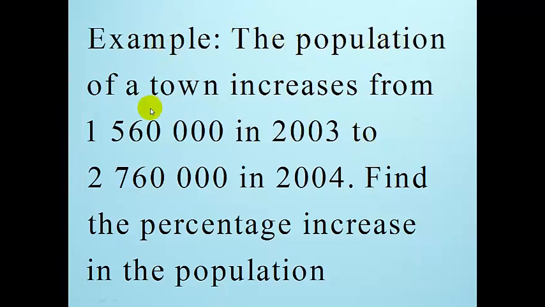Example, the population of a town increases from 1,560,000 in 2003 to 2,760,000 in 2004. Find the percentage increase in the population. Now, when you consider this question, you can see that there is an increase in population from 1,560,000 in 2003 to 2,760,000 in 2004. Now we have to find the percentage increase in the population.